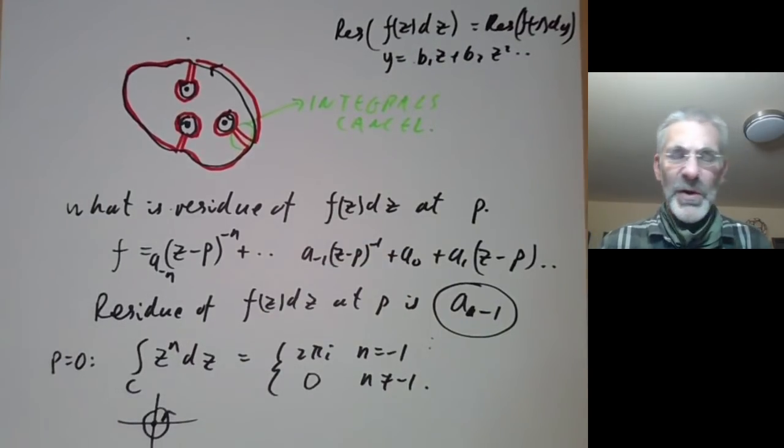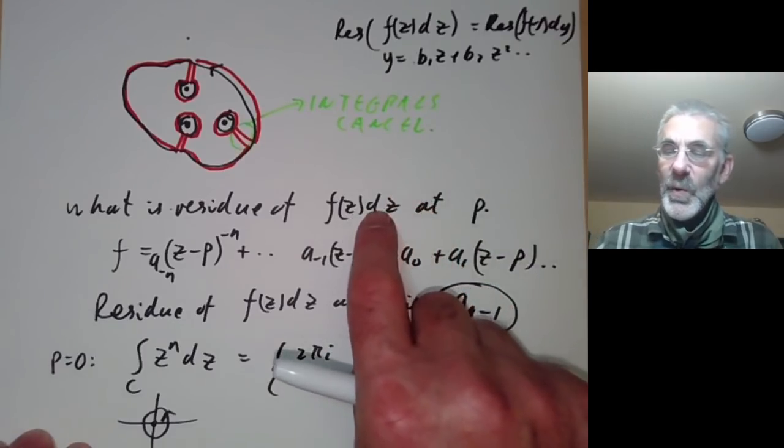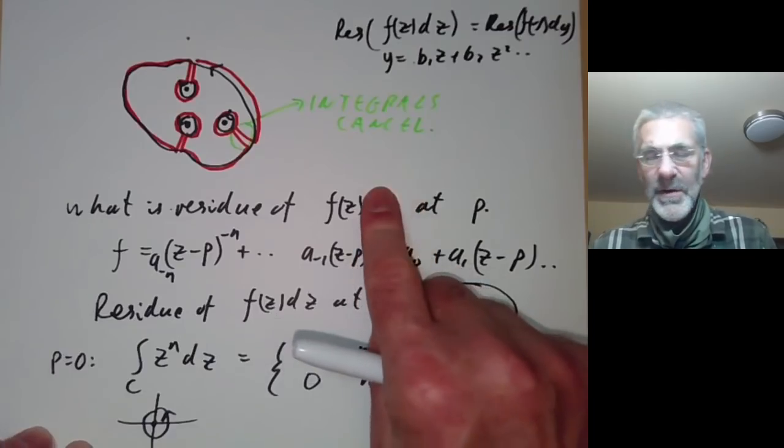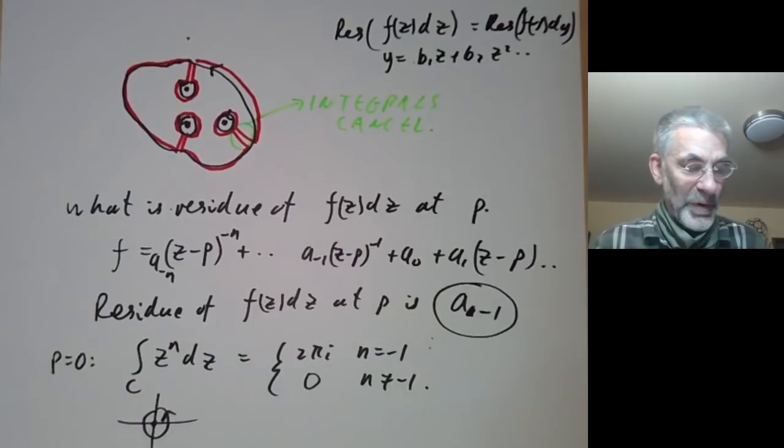However, most of the time we're not really changing variables very much, and it's a bit annoying to keep writing down this dz all the time, so we're just sloppy and talk about the residue of a function at a point.